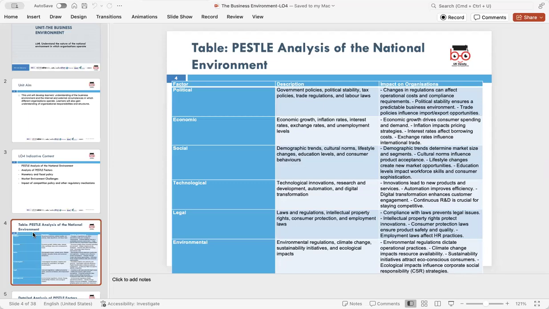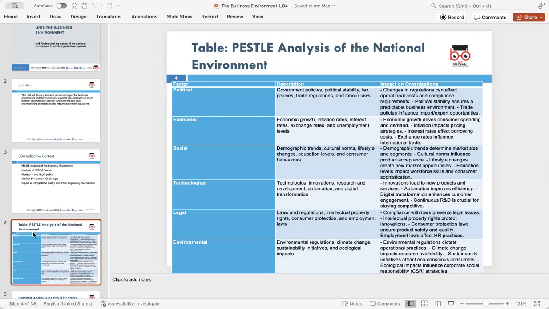Social factors involve demographic trends, cultural norms, lifestyle changes, education levels, and consumer behavior. So, demographic trends such as population growth and aging determine market size and segments, guiding product development and market strategies. Cultural norms influence consumer preferences and product acceptance, making it essential for businesses to align their offerings with cultural values.